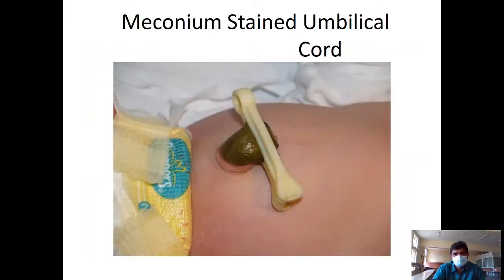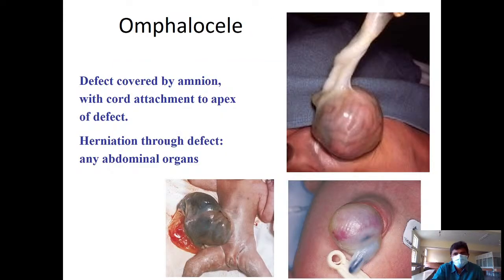Then there is a meconium-stained umbilical cord. Then you can have certain defects like gastroschisis and omphalocele. Basically these are herniations of abdominal contents through a defect. When the defect is in the umbilical area, you name it omphalocele. Usually an omphalocele has a covering of amnion.